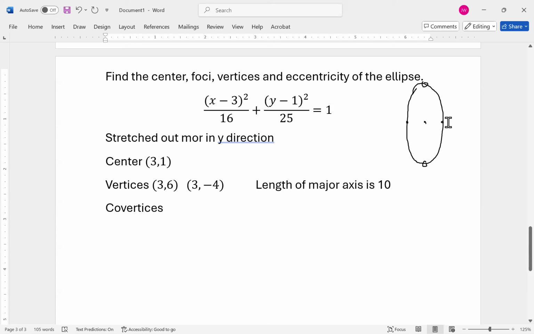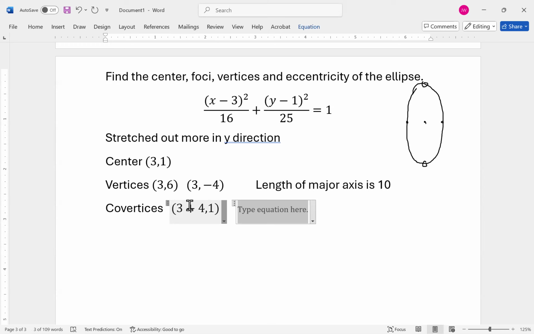And to get to the co-vertices, I'm going to move 4 units, that's the square root of 16, in the x direction. So the minor axis is the axis in the x direction. So to get to my co-vertices, I'm going to start at the center, and I'm going to add 4 to the x value, and then subtract 4 from the x value. Move 4 units in either direction.